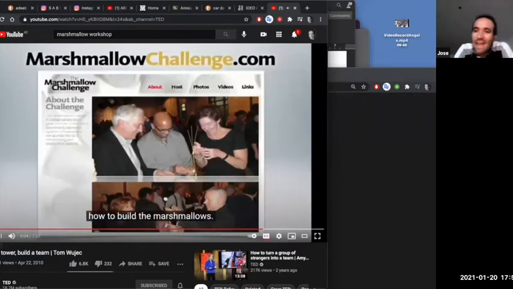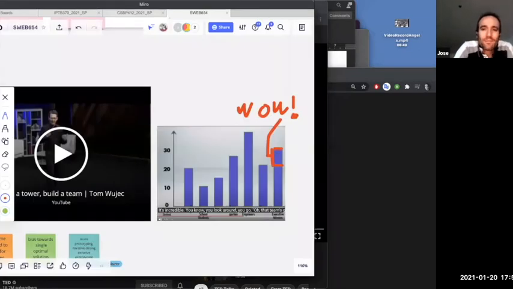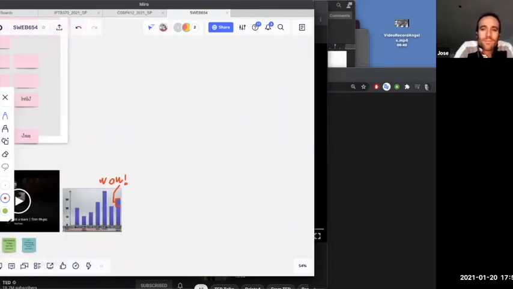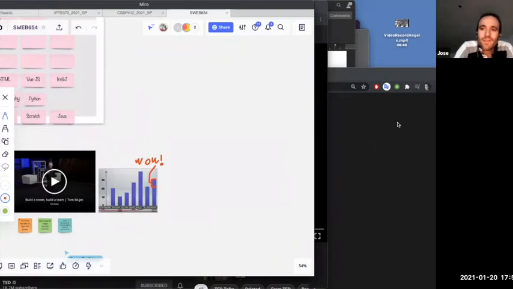Excellent. Now, what is this thing about the hidden assumption in the marshmallow? What was the hidden assumption in the marshmallow? What do you think? Anybody? Bonus point, whoever gets it right. No one?